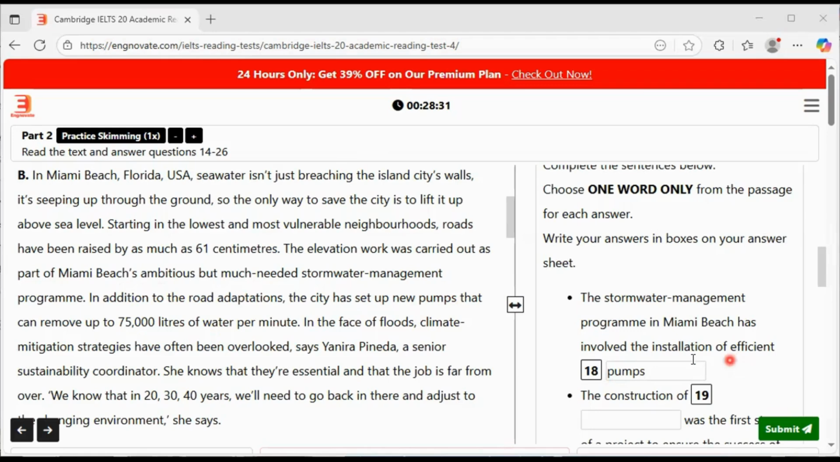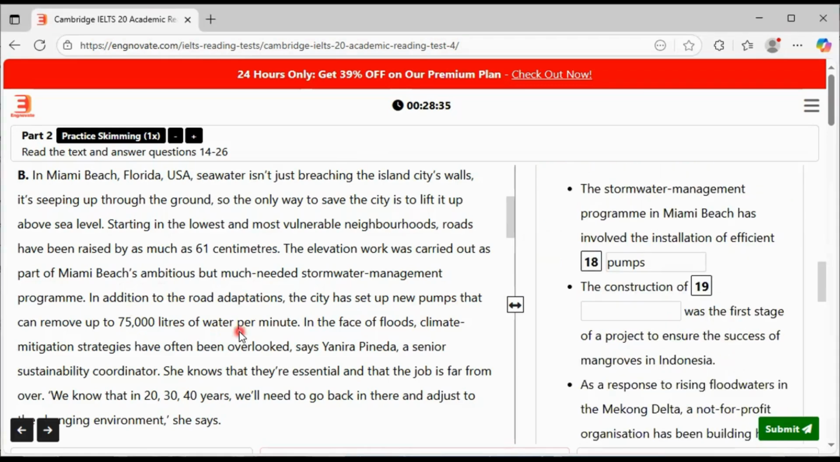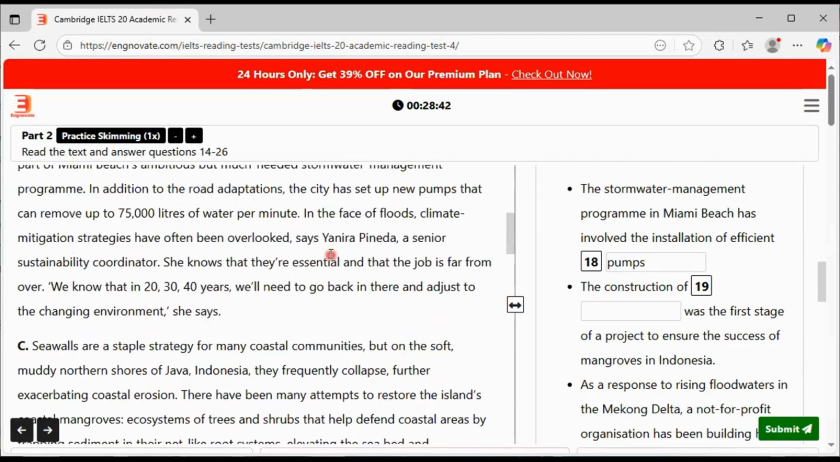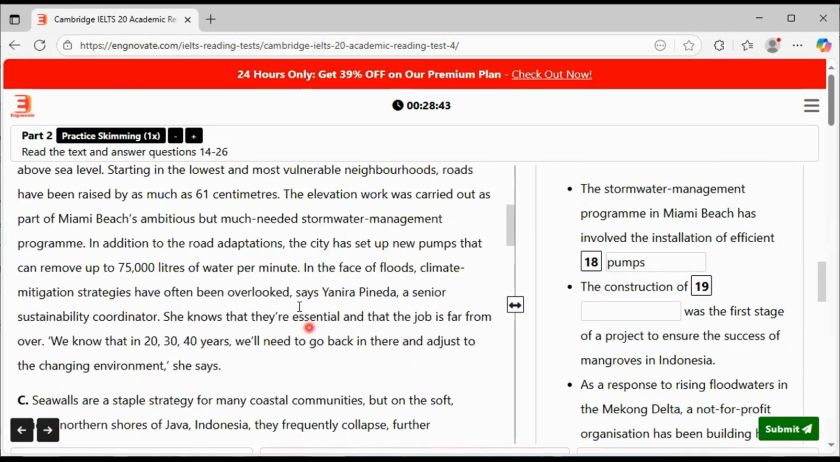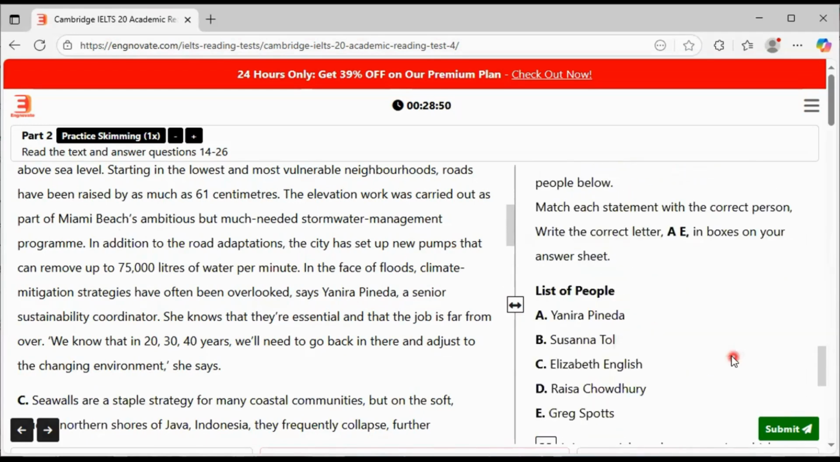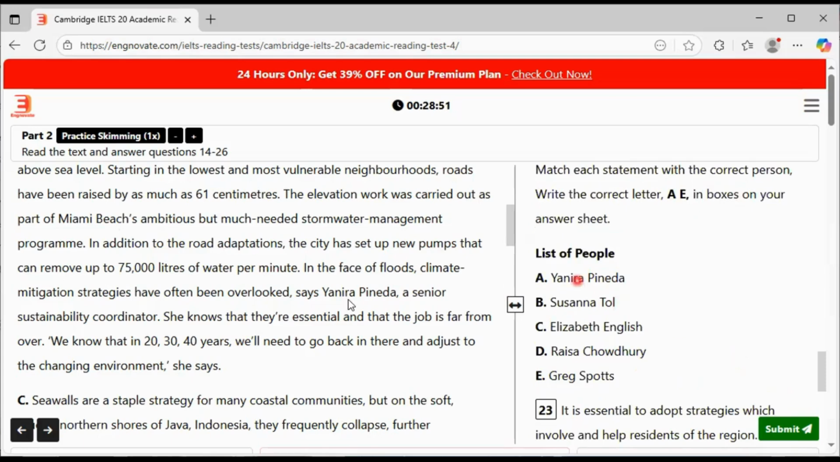Because the next one is now moving to Indonesia. Indonesia is what we have in the next paragraph. So our answer is definitely going to be in this paragraph. So it has to be pumps. This name here, Yanira. I saw Yanira in that. See Yanira here. What did she say?